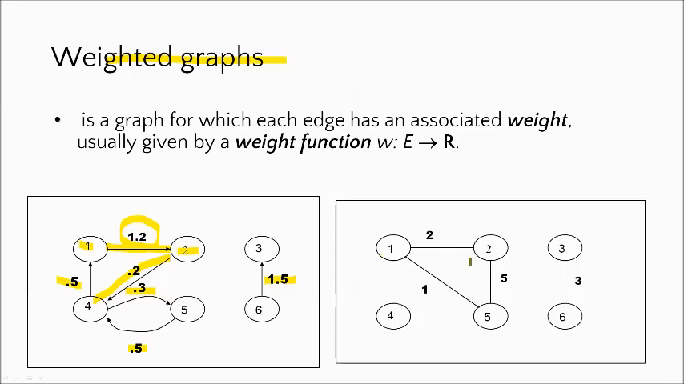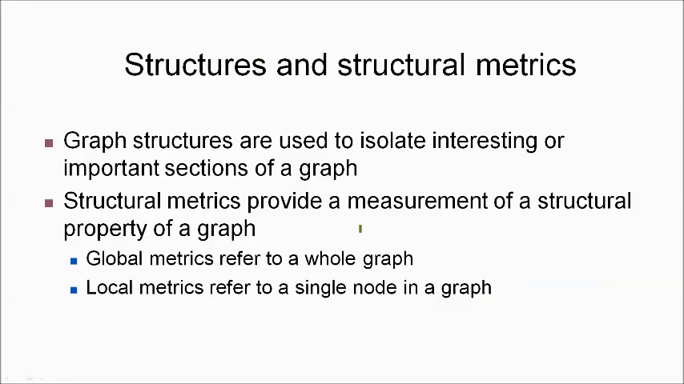So on the right side of your screen, this is undirected because there's no direction indicated on the edges. So these are the weights. We have the 2, we have the 1, we have the 5, we have the 3. So these are examples of weighted graphs.